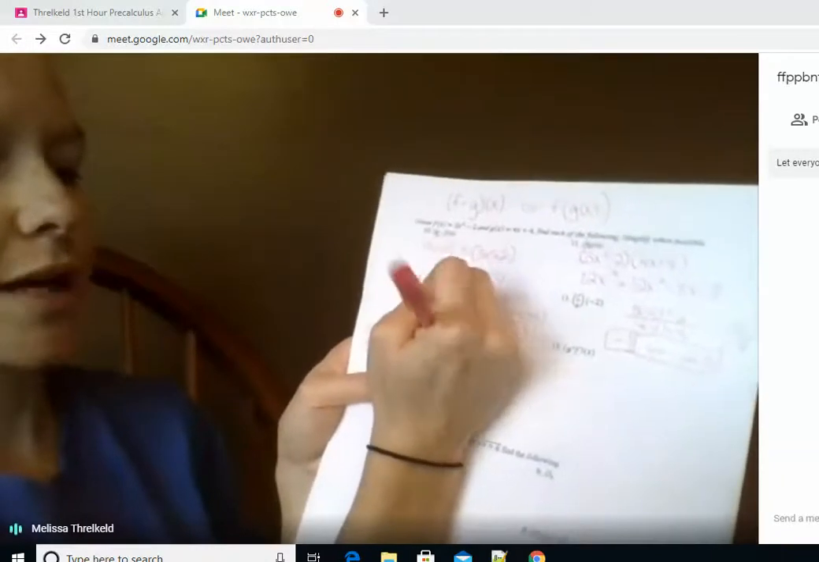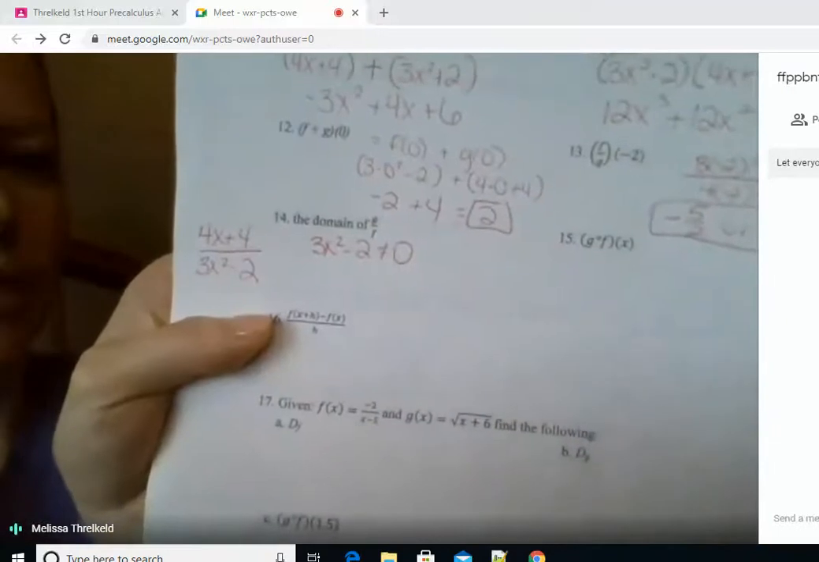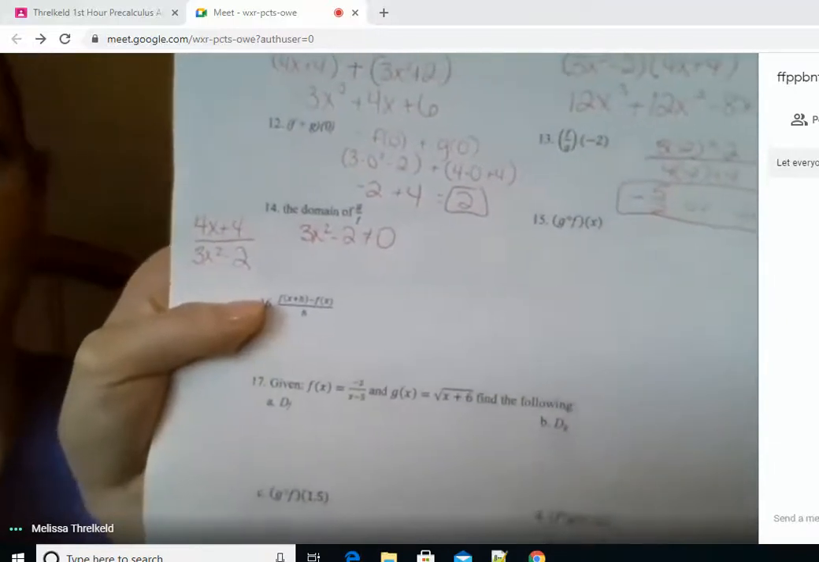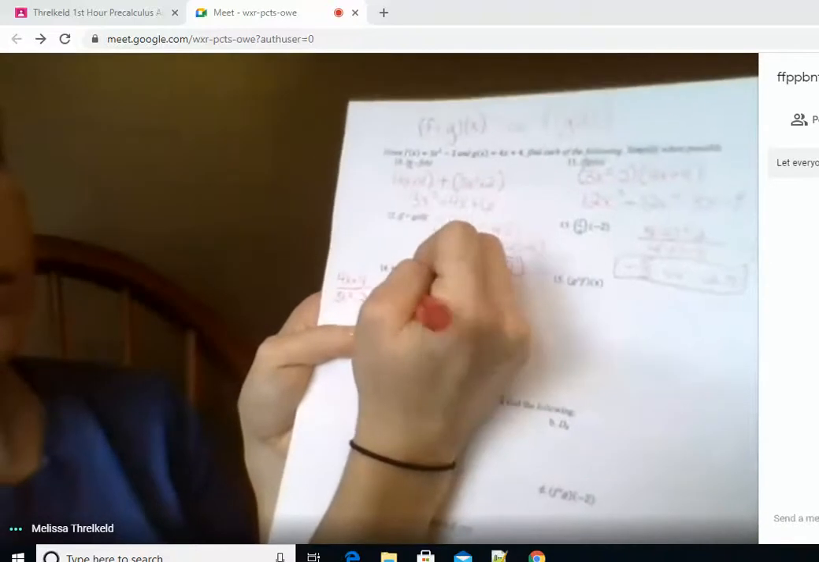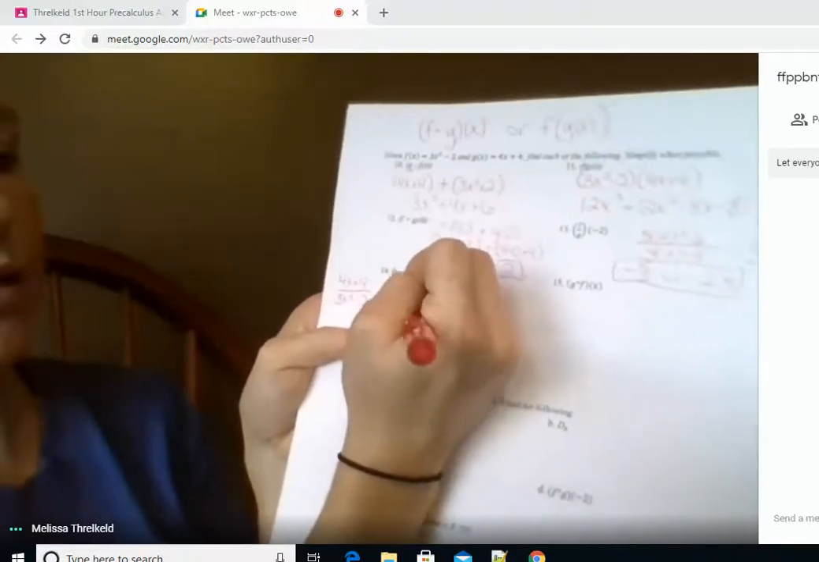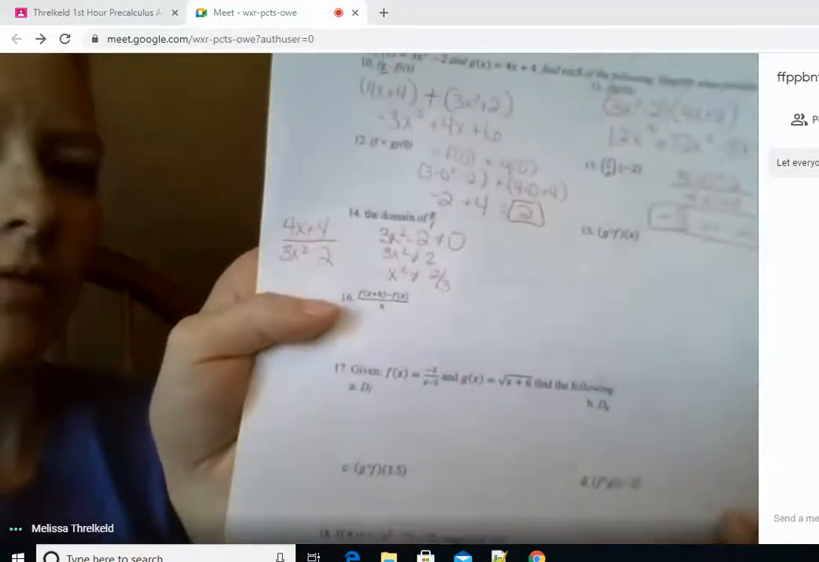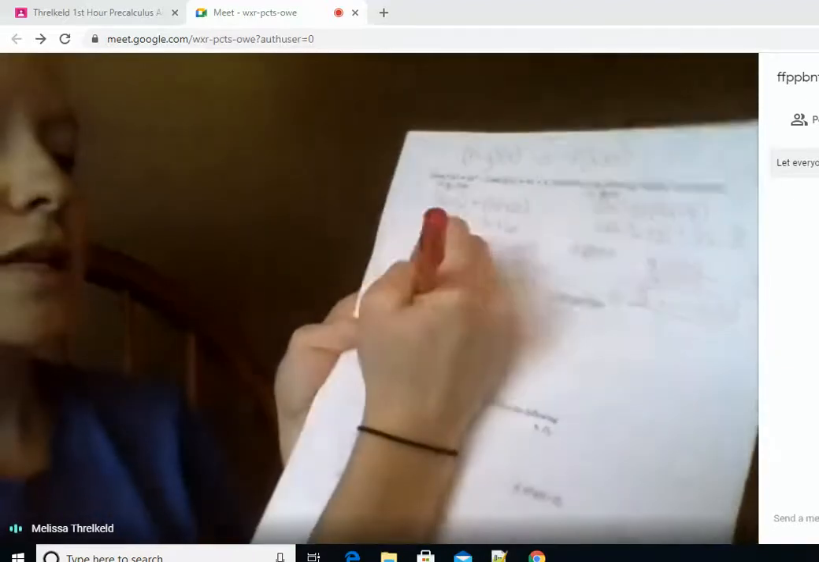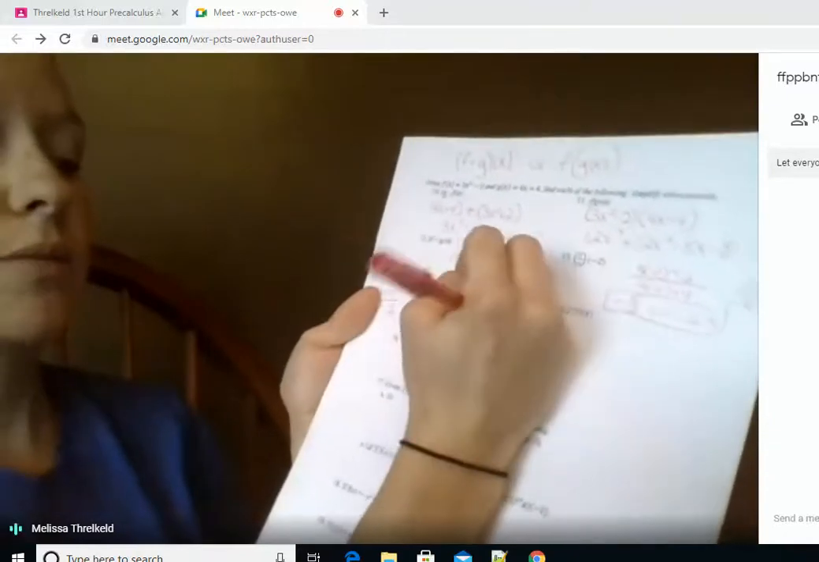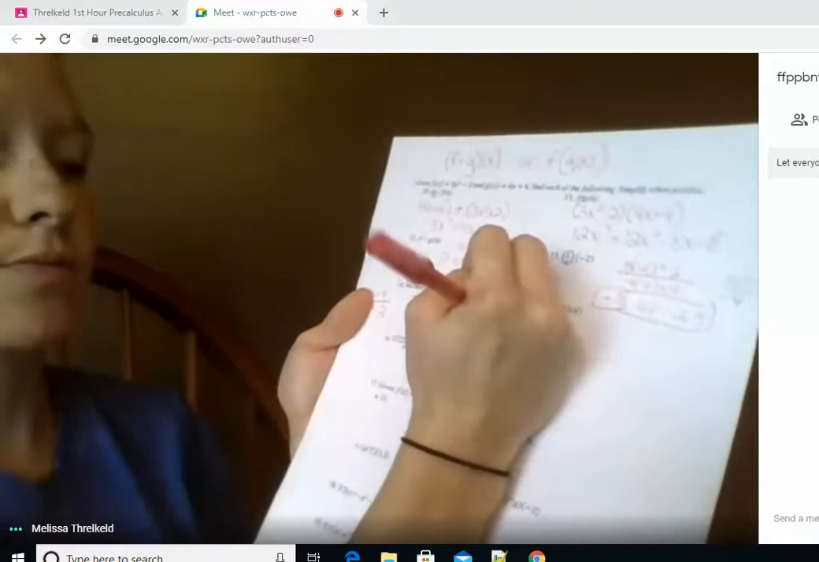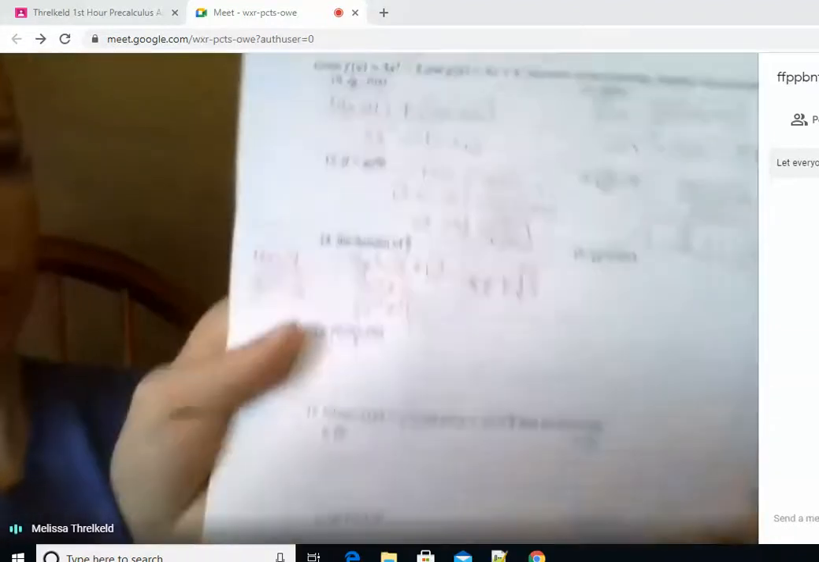Don't just try to look at it and write down an answer. Work it out. The bottom, the 3x squared minus 2, cannot equal 0. So if I solve this, I add over my 2, divide by 3. How do you get rid of a square? Square root. And anytime you add a square root, what else do you need? Plus and minus. So x cannot equal plus and minus the square root of 2/3.